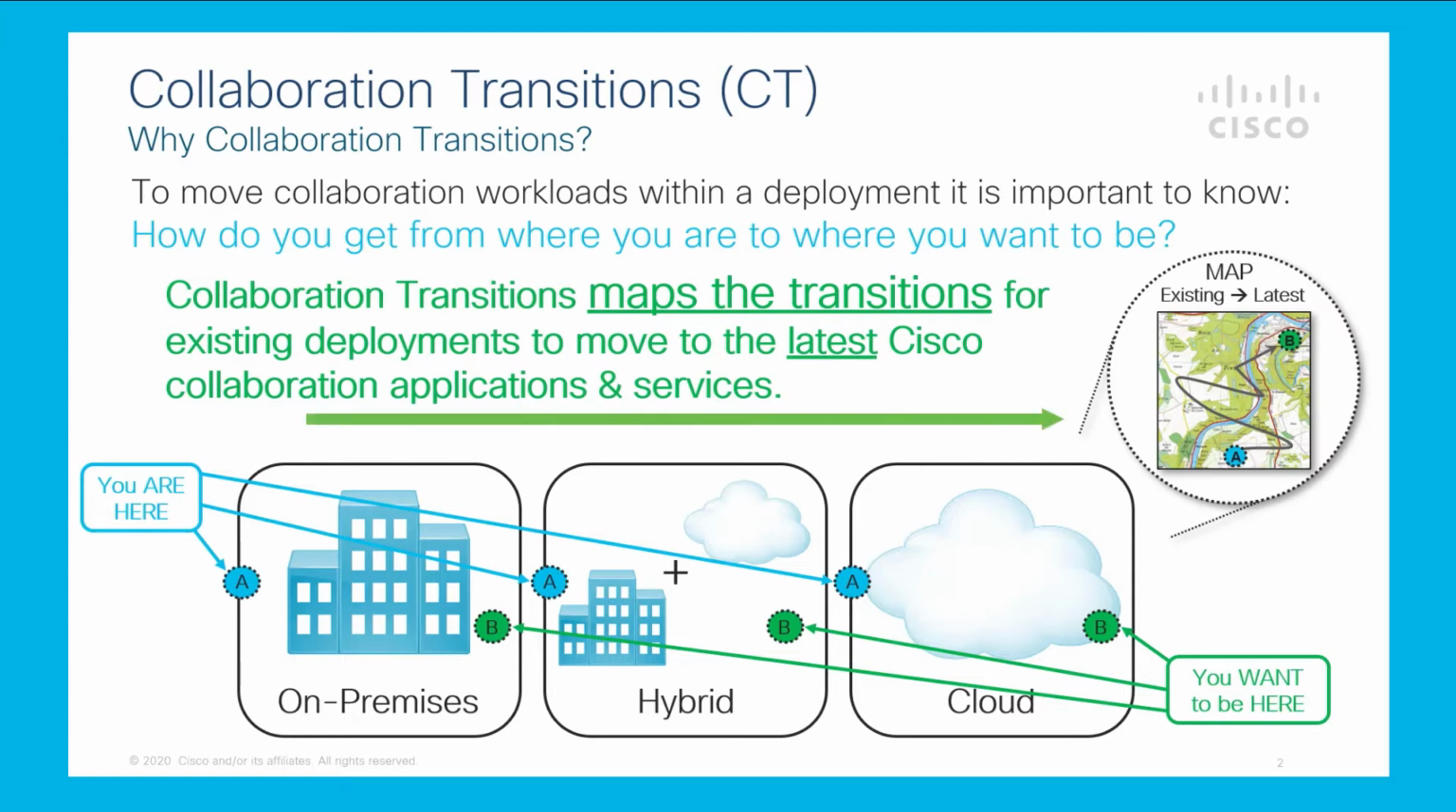We have typically thought about these transitions as being just about moving customers from on-premises to cloud applications and services. But in fact, our customers may be looking to transition between on-premises and a hybrid deployment. Note that a hybrid deployment is a combination of both on-premises and cloud products or solutions. Or they may be looking to transition from hybrid to a pure cloud deployment, or even from on-premises to on-premises, hybrid to hybrid, or cloud to cloud deployments. In all cases, collaboration transitions help our customers know how to get from point A to point B.